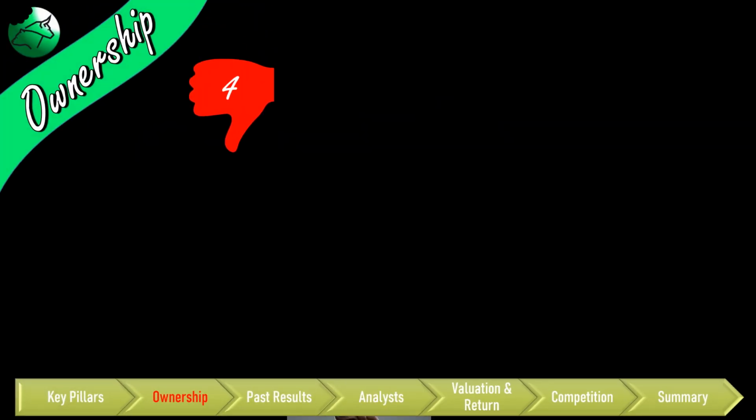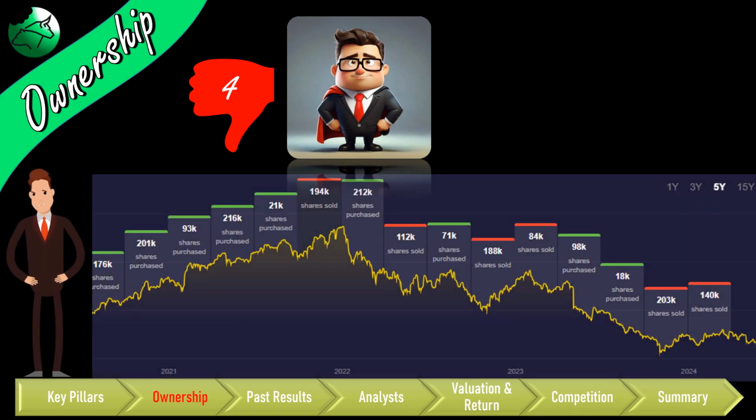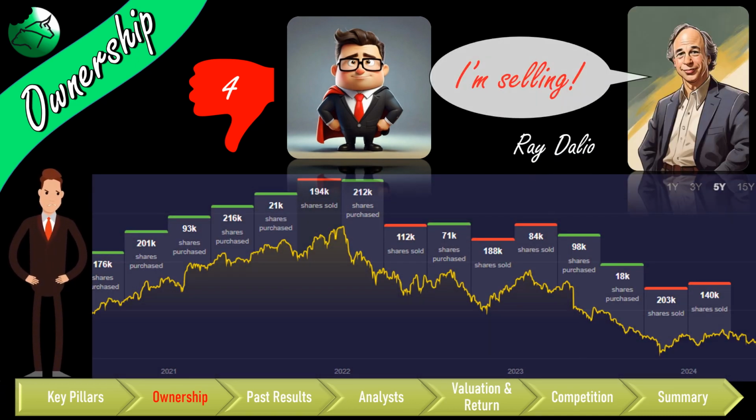However, 4 other super investors have sold shares. Ray Dalio has previously bought Estee Lauder shares, but over the last year he has been selling. He has $22.1 million invested in Estee Lauder, and this makes up 0.11% of his overall portfolio.